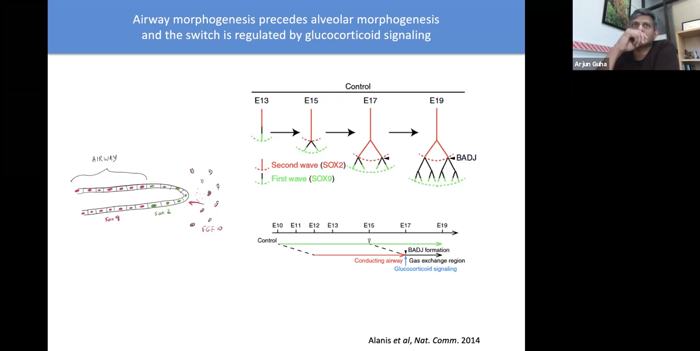Now, the question that was asked to me earlier was, does this entire process continue through adult life? The answer to that question is no, but there is definitely growth and there is definitely formation of some new alveoli that happens in the early postnatal period. I mean, as you can imagine, the size of your lungs when you're a kid and the size of your lungs when you're an adult are very different.